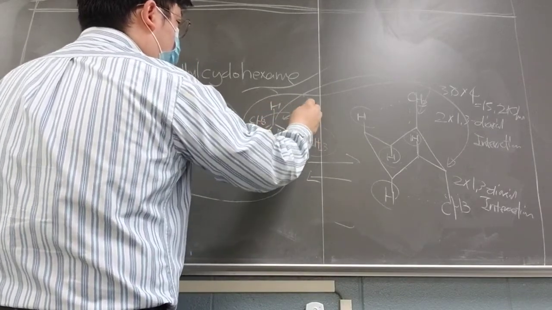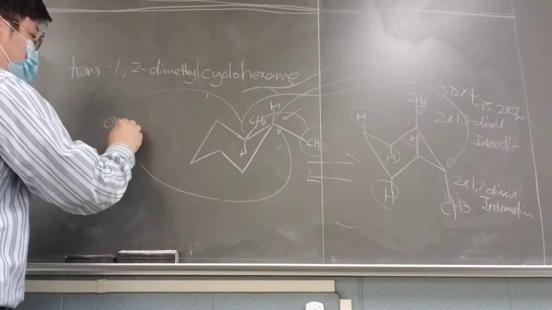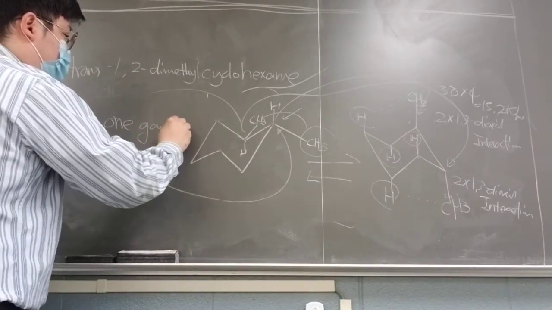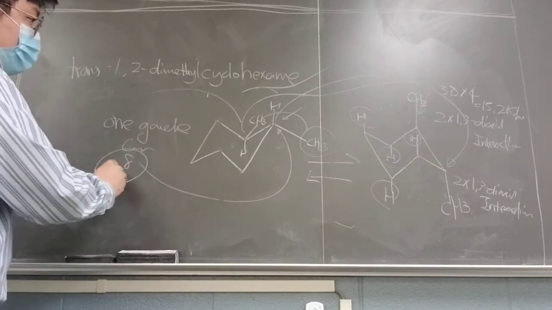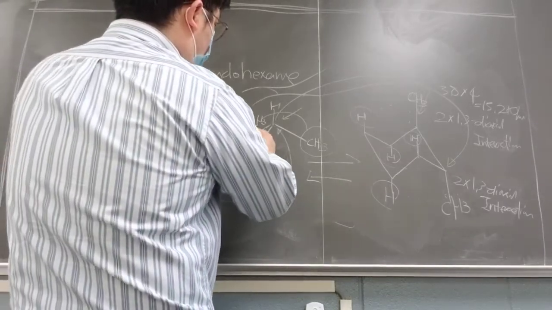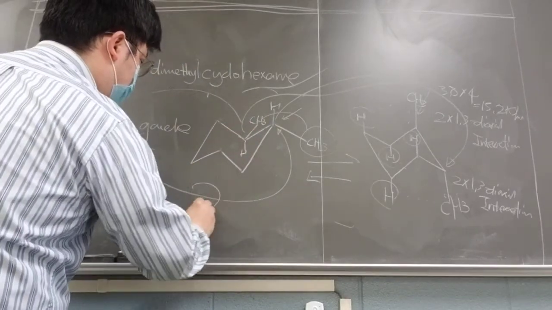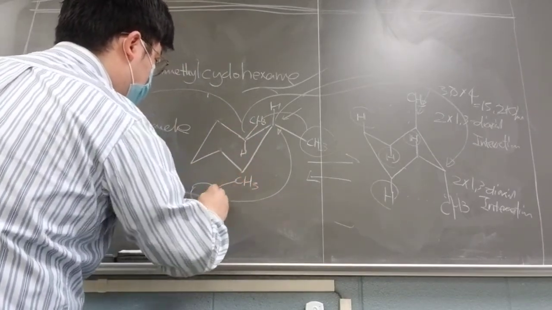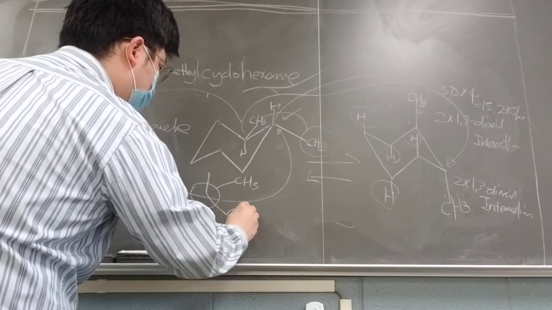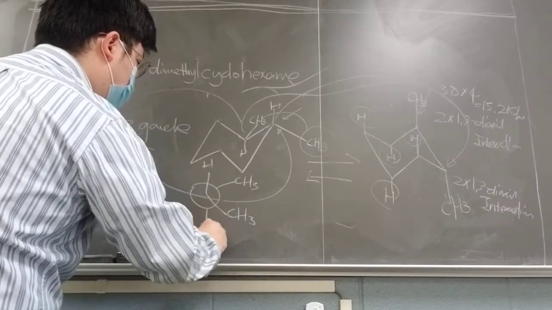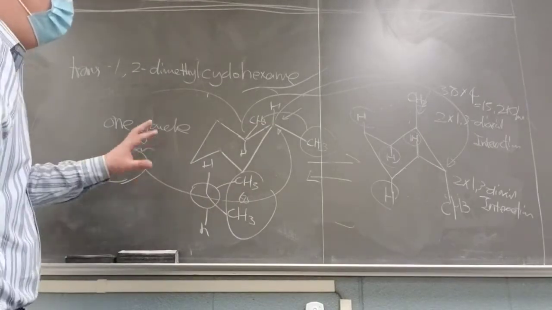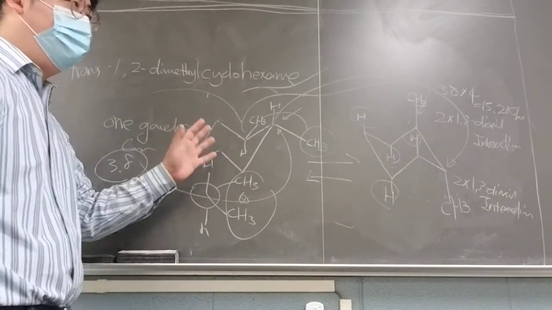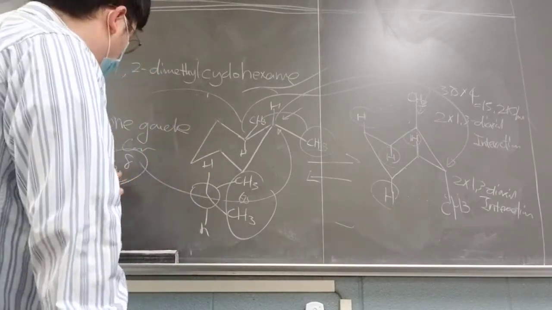There will also be only one gauche conformation discomfort, which is only 3.8. So you look at this one here, right? Okay, so 60 degrees away. So only one gauche conformation discomfort there, which is only 3.8.